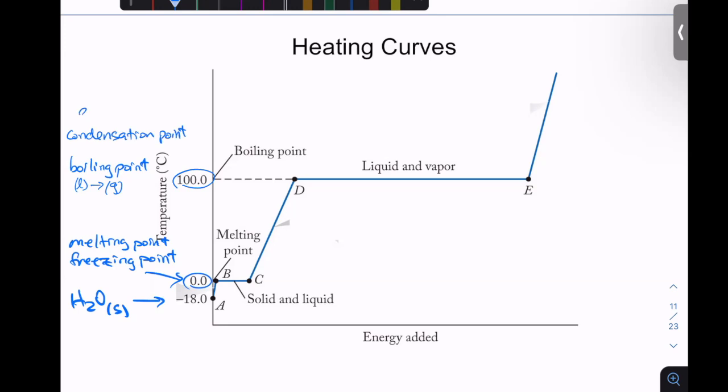Condensation is when we go from gas back into the liquid, okay? So don't just think of these things in one way, all right? They can go in reverse. Now, in this example, though, we are going in one direction.